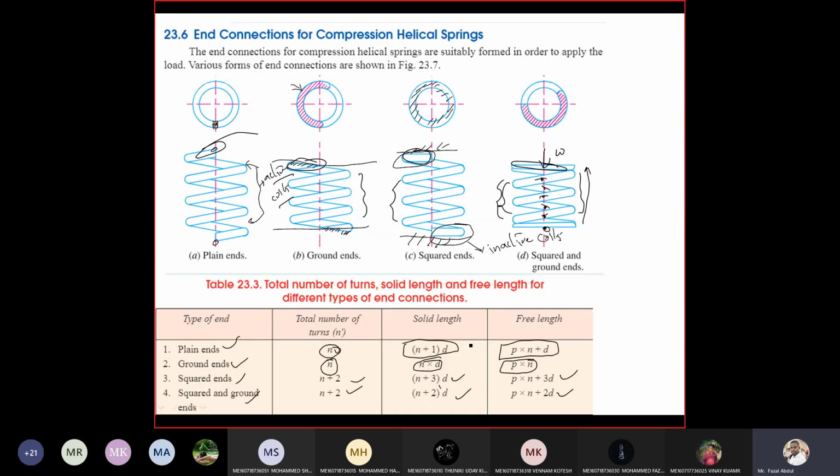So without remembering these values, you can't solve the problems. Okay, don't expect theory here. For every step you will face numerical type of problems.